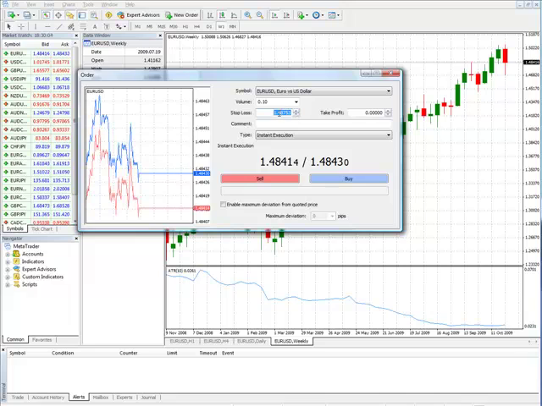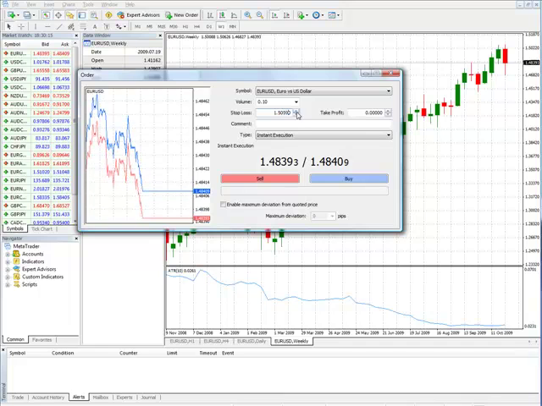Now, here's another way to do that. You can simply type that in. 1.50598. Sorry about that. 1.50648. That's what we're actually after. Okay. Instant execution, comment. And the comment here is first live trade example.